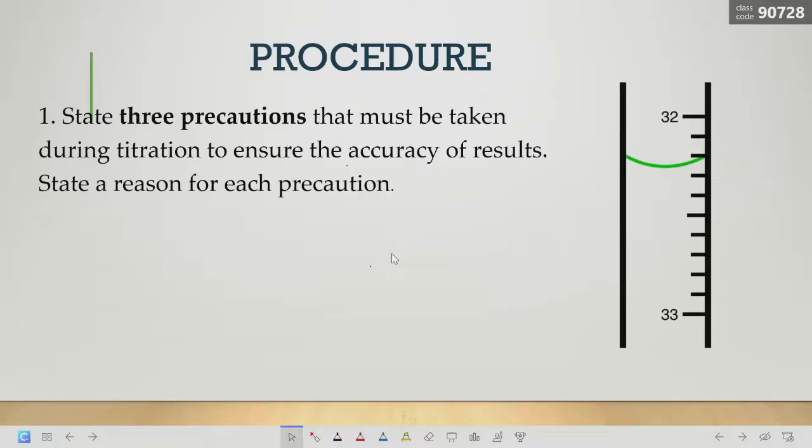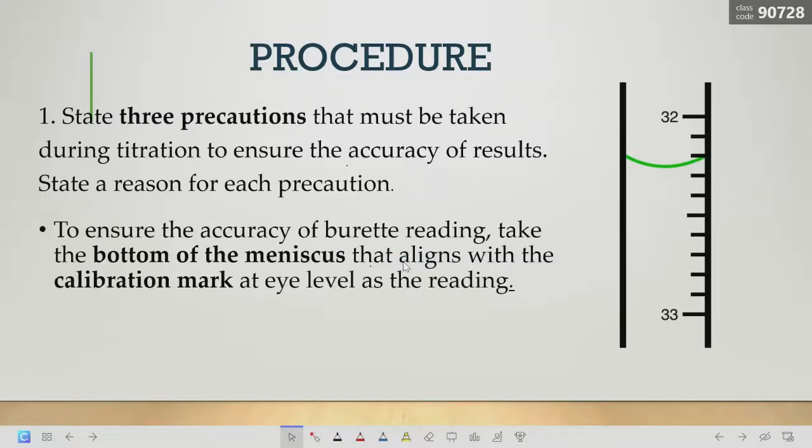Okay, basically for this kind of precaution, you have to state it in order to know the accuracy of the result. Basically for the titration, the first precaution is to ensure the accuracy of the burette reading. You have to take the bottom of the meniscus that aligns with the calibration mark at eye level as the reading.